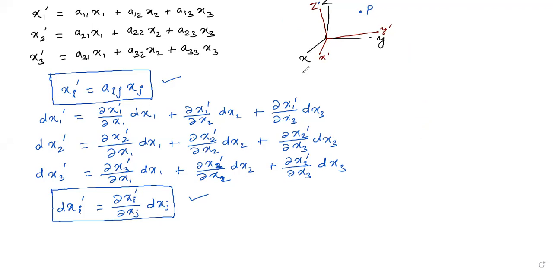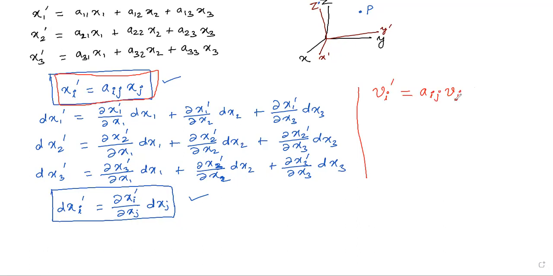So what is a Cartesian vector? A Cartesian vector is a quantity whose components transform like this. Let us consider a Cartesian vector V. Then the components of this Cartesian vector should transform like this: Vi prime should be equal to Aij Vj.